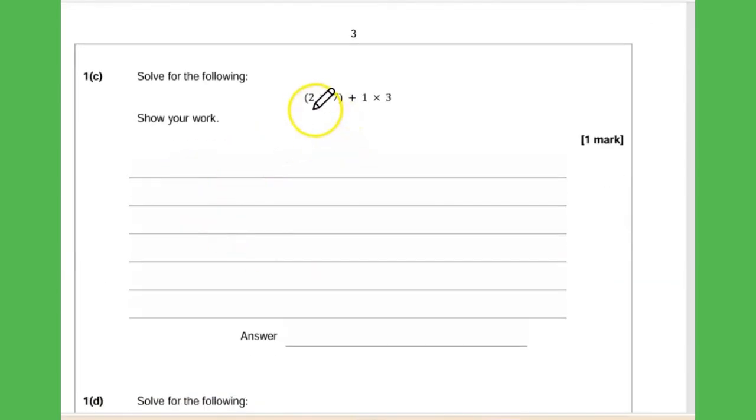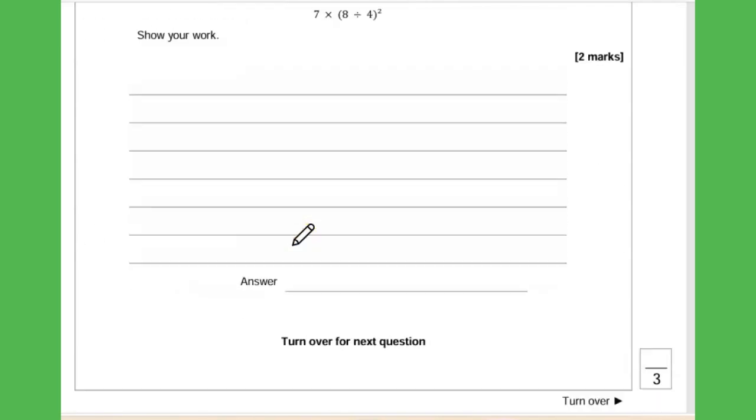Here we are going to first of all work with the bracket before multiplication as well. So 2 times 7 will give us 14. Then we're going to have plus 1 times 3, which will give us 3. So altogether we're going to have what? 17. Then we move to the next question.